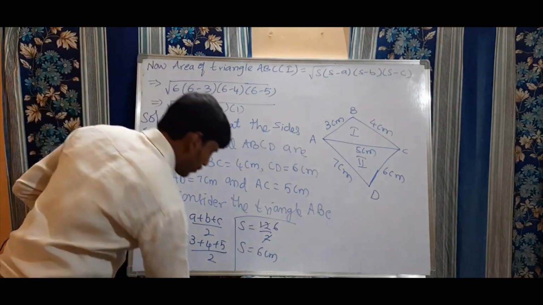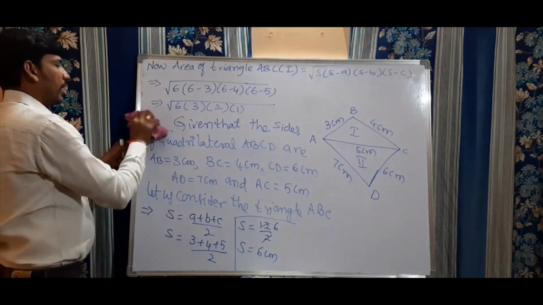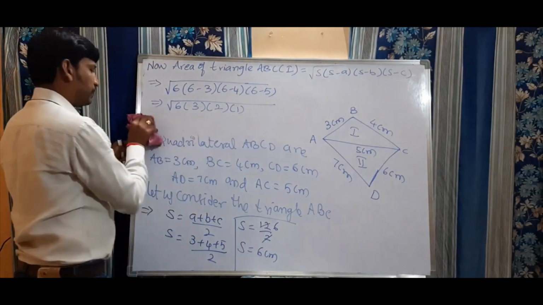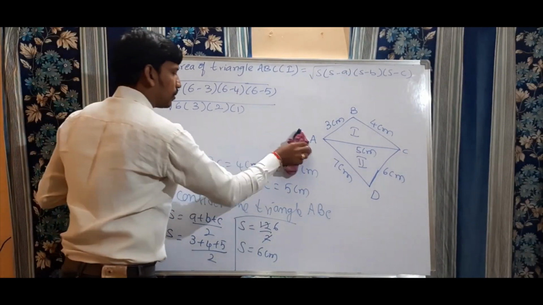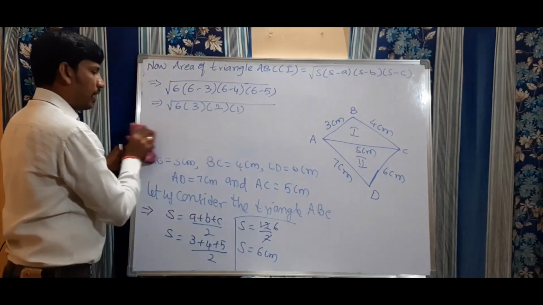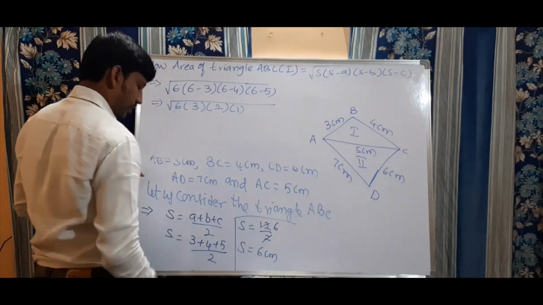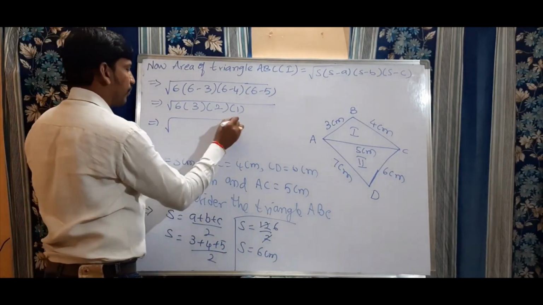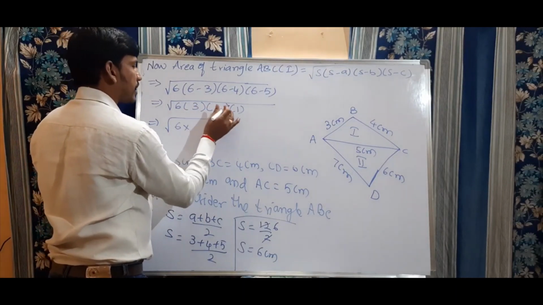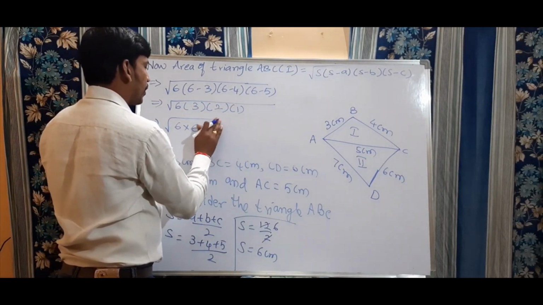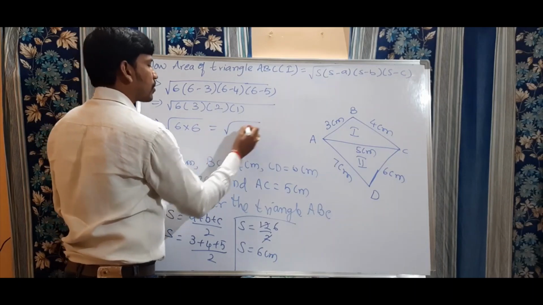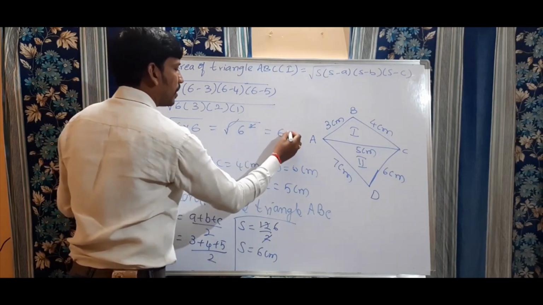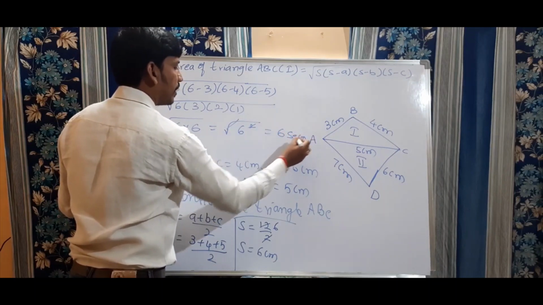Now, here, you have to simplify, you will get the solution. Clear? Now, this implies the square root of 6 into 3 2s are 6, 6 1s are 6. So the square root of 6 into 6, which is equal to the square root of 6 squared, will cancel. The answer will be 6 square centimeters.